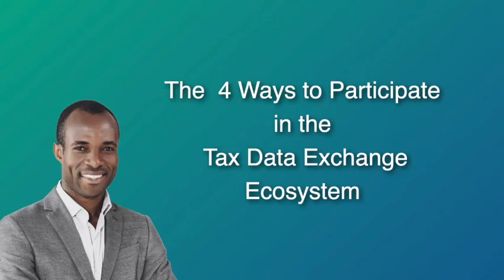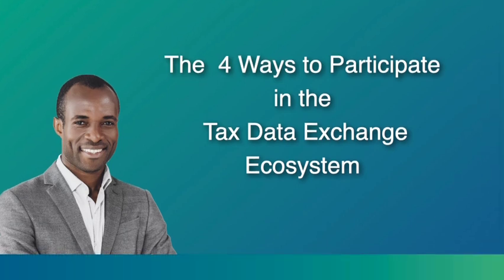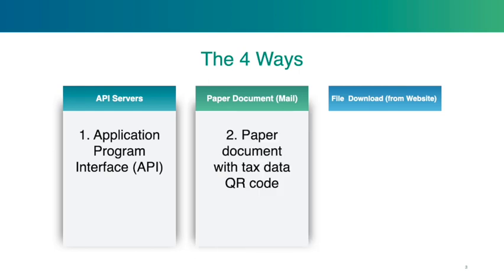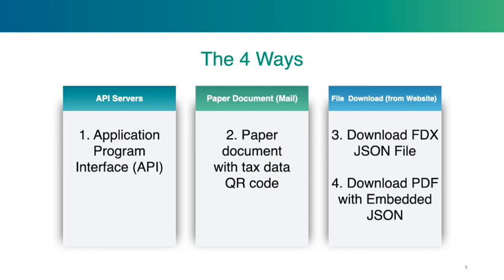There are 4 ways that tax document issuers and tax software companies can electronically deliver or consume tax document data. Number 1 involves setting up an API server or client. Number 2 is using QR codes on paper tax documents. Numbers 3 and 4 consist of supplying and consuming new industry standard data files.